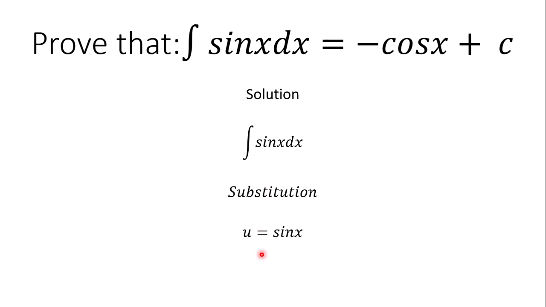Here we are going to take sine inverse of both sides. We will take sine inverse of this and also take sine inverse of this. Now sine inverse of u will give us sine inverse of u, and sine inverse of this one will give us sine inverse of sine x.